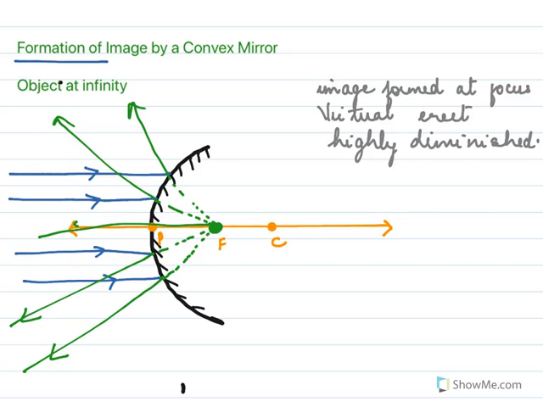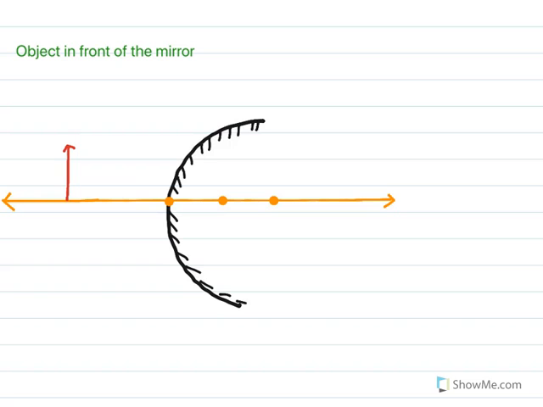So this is an example like the image of the sun, the image of a faraway object will be formed at the focus. Now, the object in front of the mirror. So we have the pole, focus, center of curvature. Here is an object kept in front of the mirror. So we name it A, B. Now to find the image, we always draw two rays. We'll draw one ray that is parallel and one ray that is heading for the center of curvature. So that ray would be something like this.